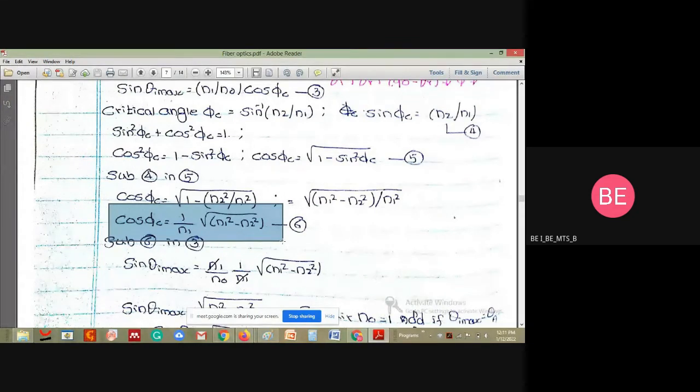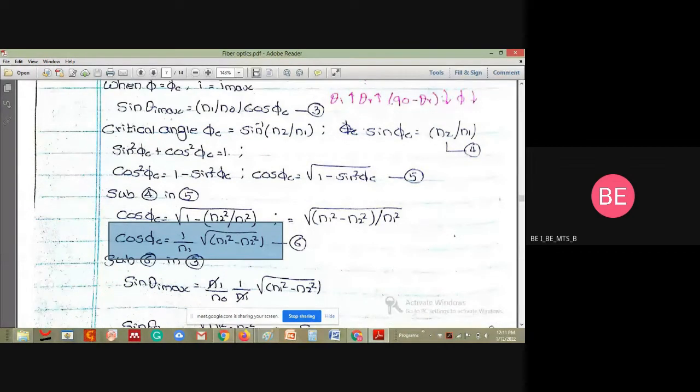We have arrived at an expression for cos phi c. Now we need to substitute the value of cos phi c in equation number 3. So let us try to substitute the value of cos phi c over here in equation number 3. Please write it down. Substituting number 6 in 3.